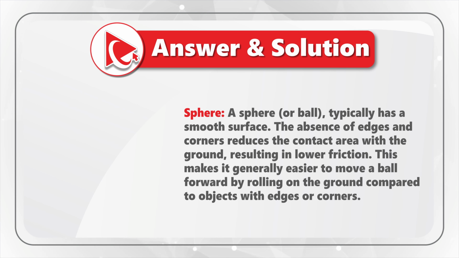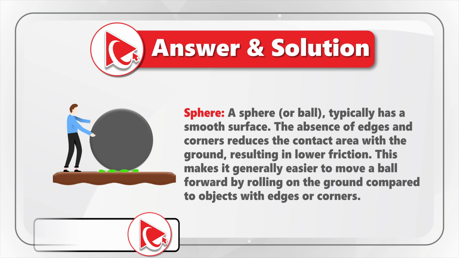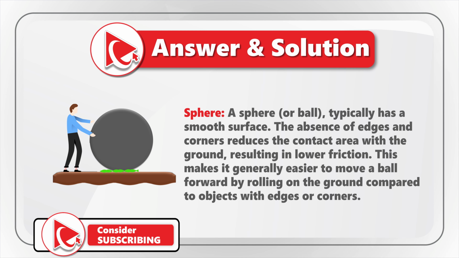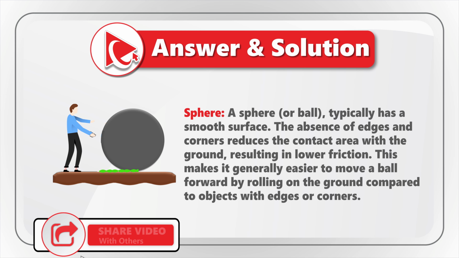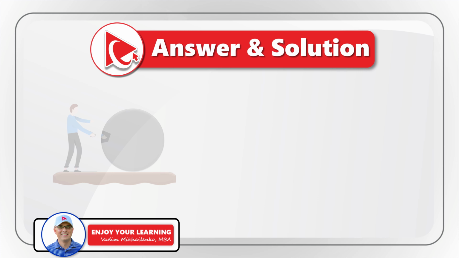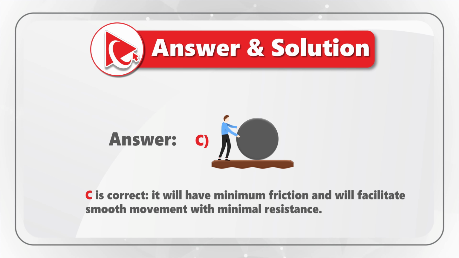Which brings us to choice C, sphere or ball, which typically has a smooth surface. The absence of edges and corners reduces the contact area with the ground, which results in lower friction. This makes it easier to move the ball forward by rolling on the ground, compared to objects with edges or corners. This is why choice C is correct. It will have minimum friction and will facilitate smooth movement with minimum resistance.